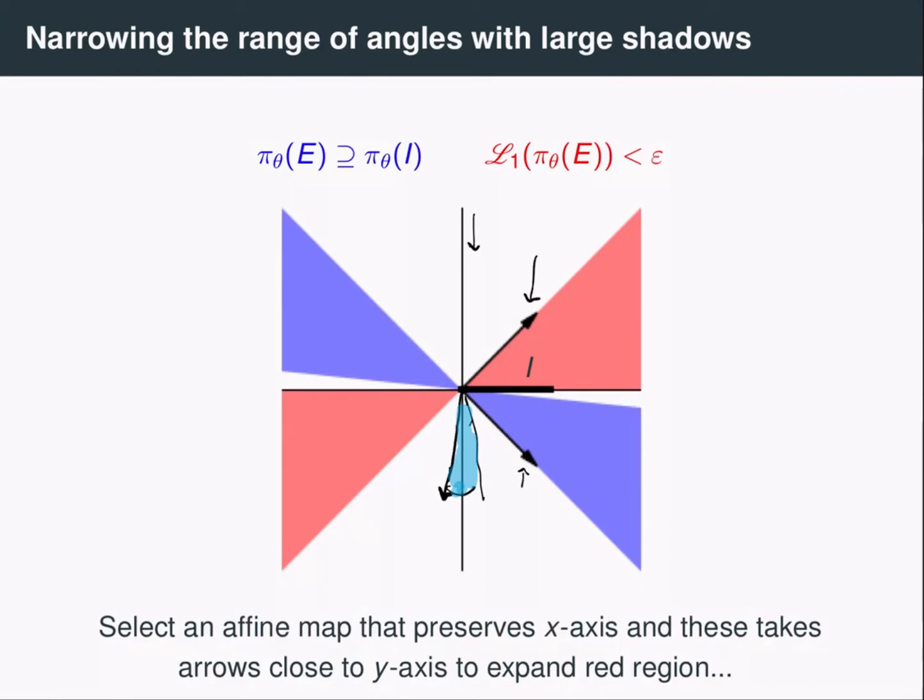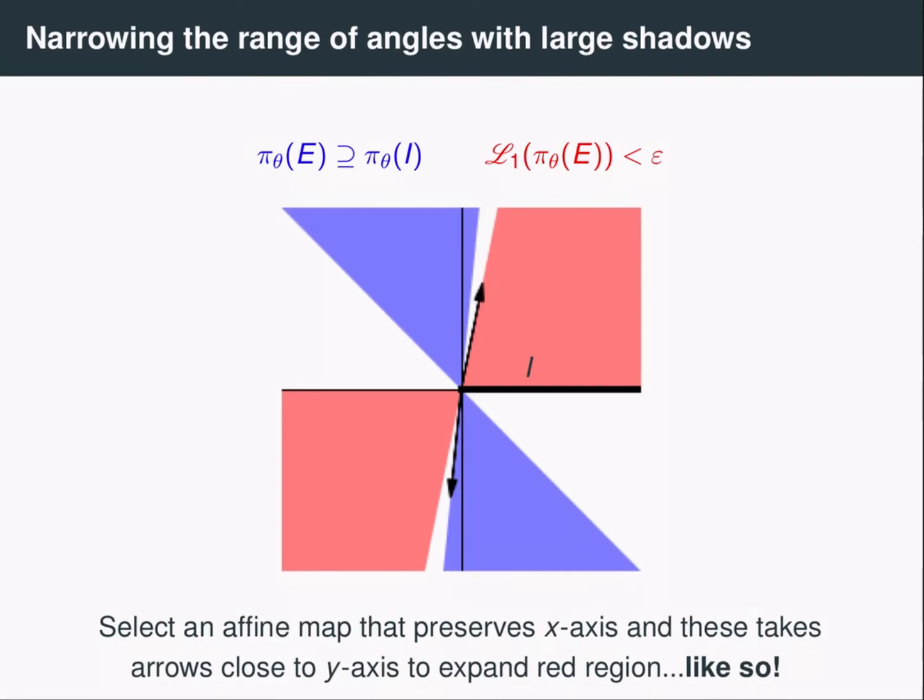Okay, and then similarly, because the projection in direction theta is the same as projection in direction minus theta, it's also going to contain a narrow interval around the positive part of the y-axis. And then moreover, when I move this arrow right here, that's going to expand the range of regions where my orthogonal projection is going to be very small. So the resulting set after applying this affine map looks like this.